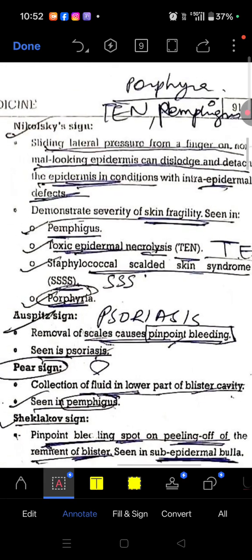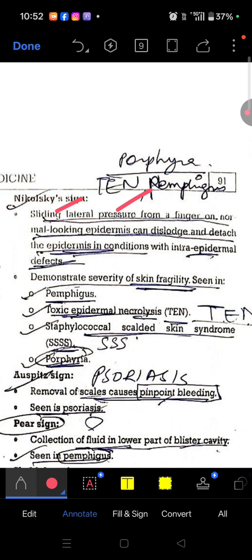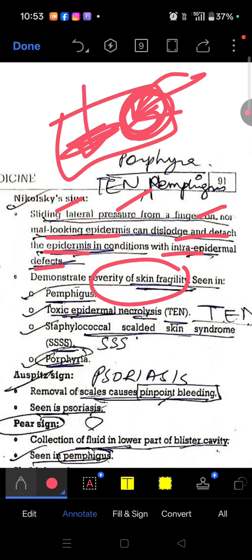Next is Nikolsky sign. So important, Nikolsky sign is what? It is sliding lateral pressure from a finger on normal looking epidermis that can dislodge and detach the epidermis in conditions with intraepidermal defects. It demonstrates severity of skin fragility. So this is a very important test. When we apply lateral pressure from our finger on the normal looking epidermis, it will detach and dislodge the epidermis. So it shows severity of skin fragility.